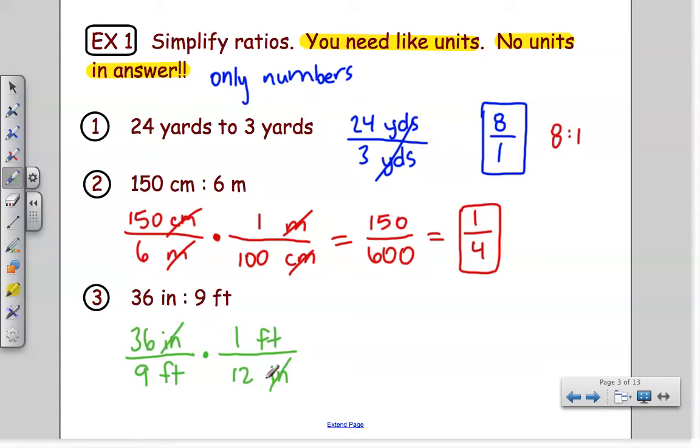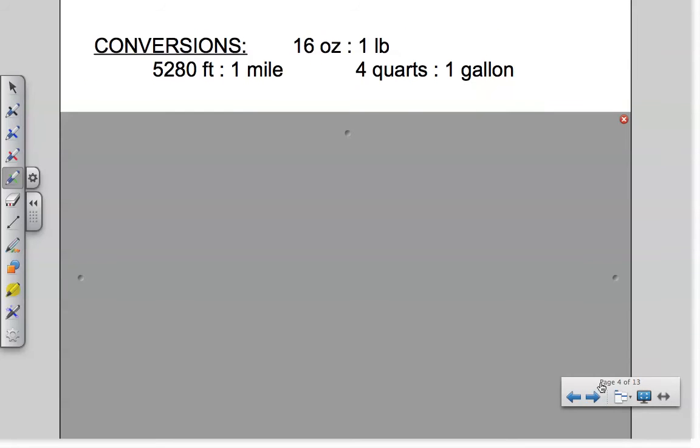Now my units will cancel because they're on top and bottom. And 36 times 1 is just 36. And 9 times 12, gotta check that, it is 108. And then I want to simplify as much as possible. And actually 108 does divide by 36, and it's 1 to 3. Alright, so once again, canceling those units by multiplying by a conversion to simplify your ratios. And ratios should always be written in simplest form.